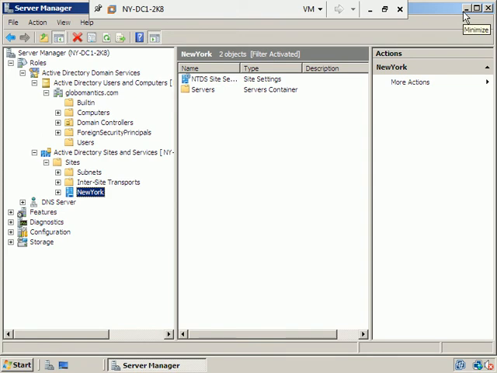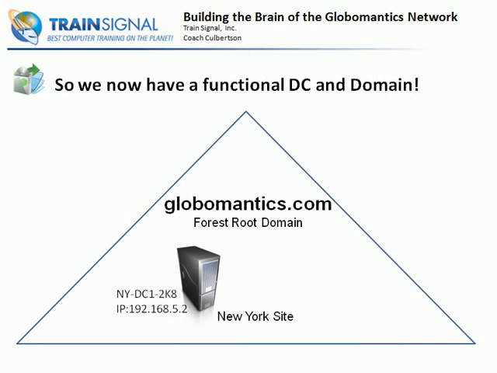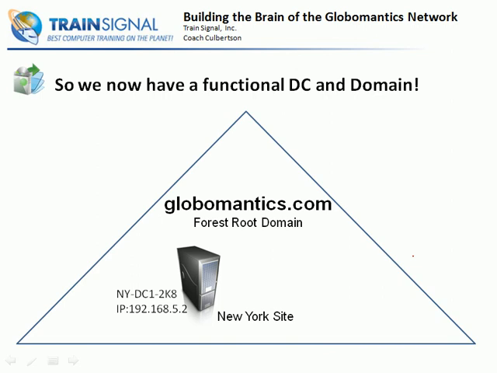And now I really think that we're ready to go ahead and install that second domain controller. So what we're going to do is move back on over to the slides. Let's talk about that second domain controller and what we've built so far. So we now have a functional domain controller. We now have a domain. That's what we have built at this point in time. We have built globalmatics.com. That domain was created by New York DC1-2K8. We have renamed our site New York. Remember that? We just did that. So we now have the core of the network. We really have a brain for our globalmatics.com network.